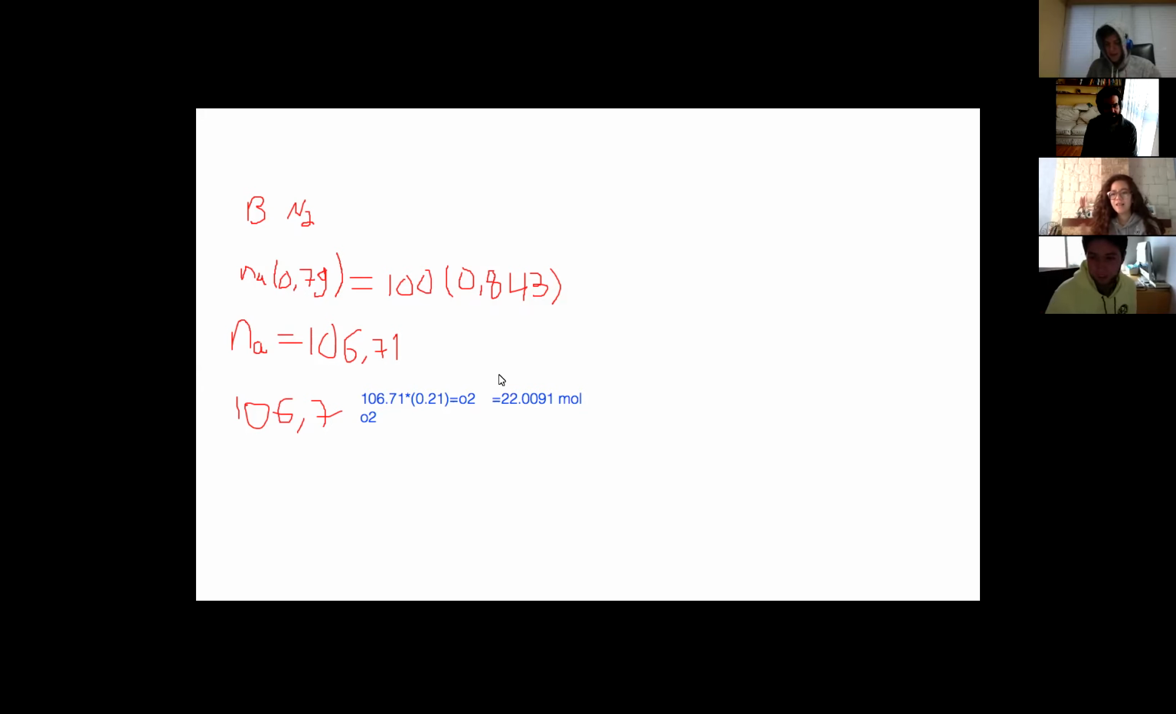Es que estamos un poco perdidos. A ver, ¿en qué parte? Se supone que sacamos los moles de nitrógeno, o sea, ponemos Na por 0.79 es igual a 100 por 0.843, ¿no? Y despejamos a Na, y nos da los moles. Ajá, y está correcto. Y eso lo multiplicamos por 0.21 para que nos dé los moles de oxígeno.